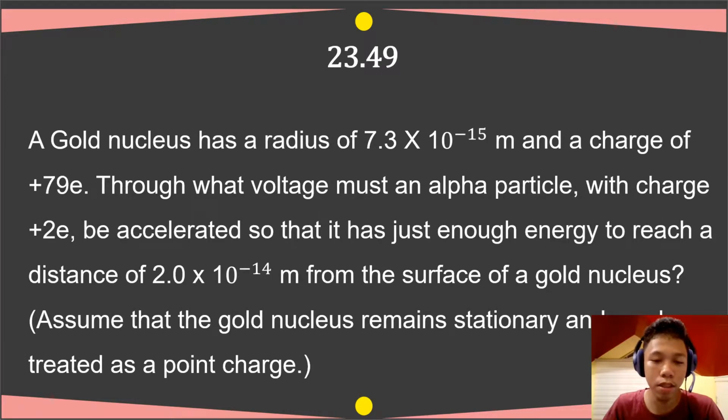Second problem. A gold nucleus has a radius of 7.3 times 10 raised to negative 15 meters and a charge of plus 79e. Through what voltage must an alpha particle with charge plus 2e be accelerated so that it has just enough energy to reach a distance of 2.0 times 10 raised to negative 14 meters from the surface of a gold nucleus? Assume that the gold nucleus remains stationary and is treated as a point charge.